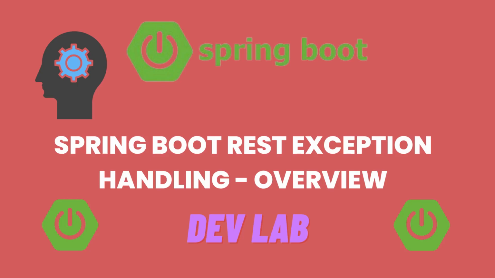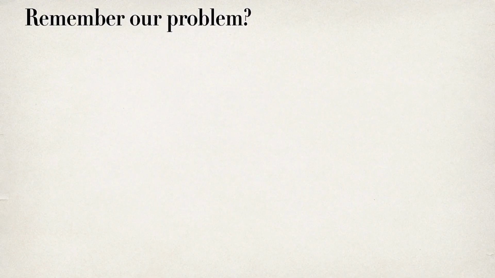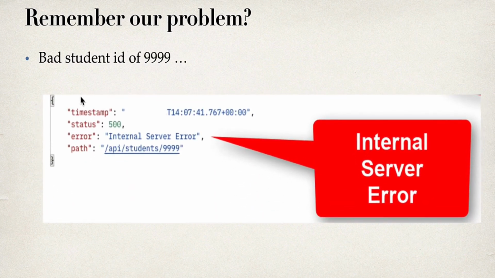In this video, we're going to cover Spring REST exception handling. Remember our problem in the previous videos, right? We would pass over a bad student ID of 999, and then we get this ugly exception, right? So 500 internal server error. We found out what the root cause was. It was an index out of bounds.